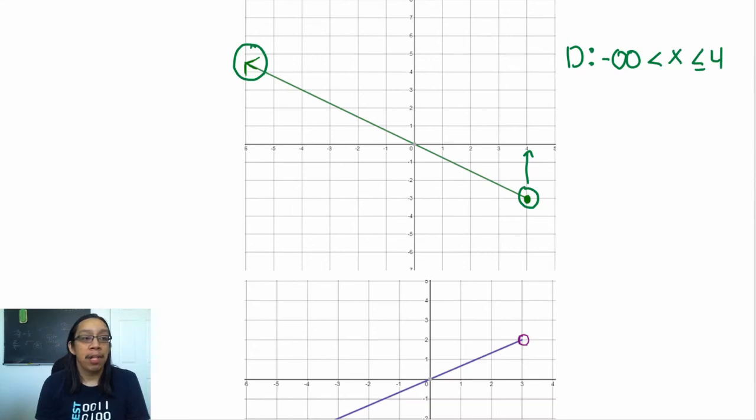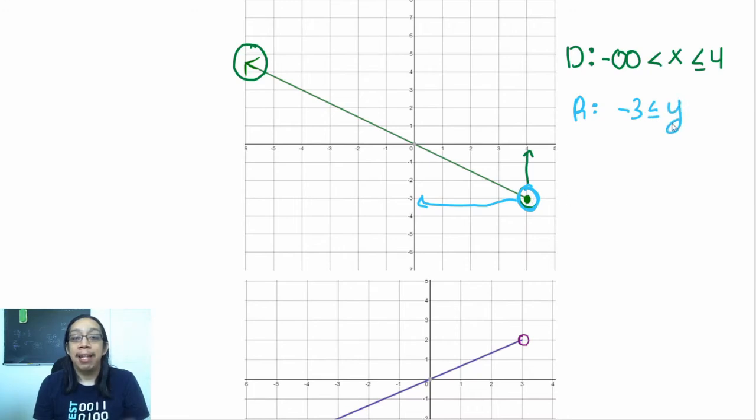Now let's look for the range. My range, lowest to highest. So here is the lowest point right here. What's my y value? Well, my y value there is negative 3. So we're going to start off with negative 3. And I'm going to put the equal to because that's a solid dot. Why? And now we're going to look at the highest point.